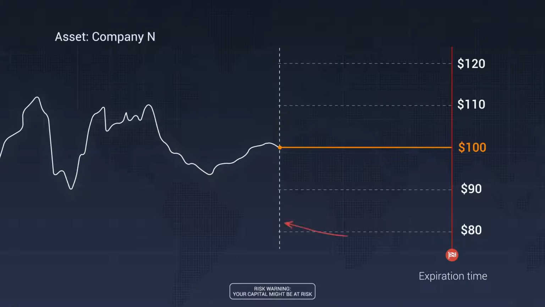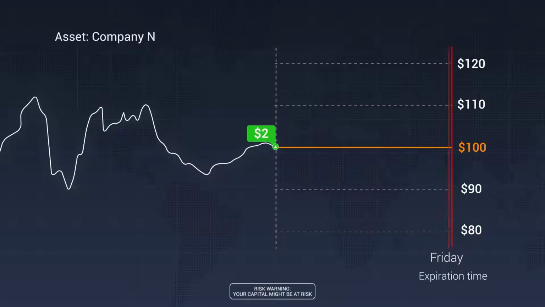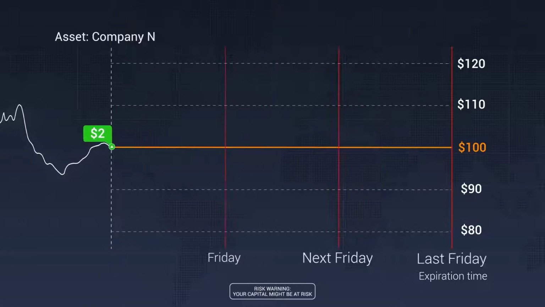The expiration time is the deadline for using the right to buy, call, or sell, put, the asset at a fixed price, the strike price. The expiration usually falls at the end of the work week. This means, for example, that you can buy an option for the end of the current week or the following week or for the last week of the selected month.